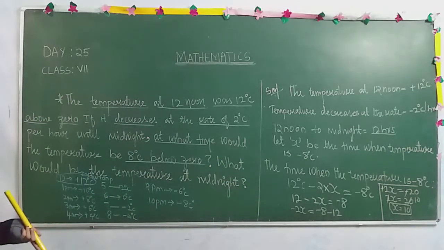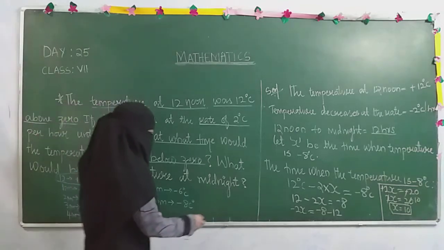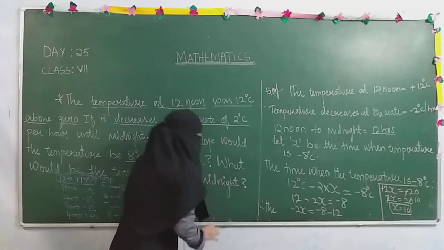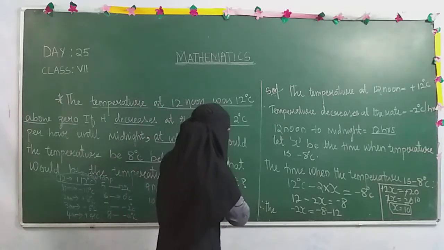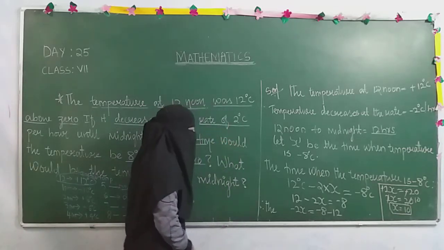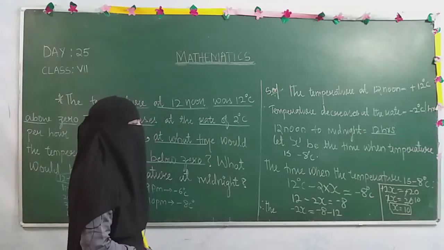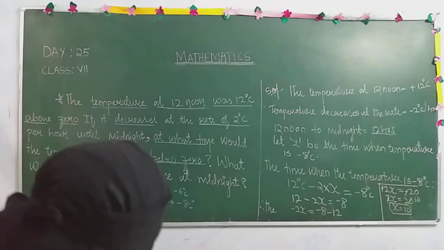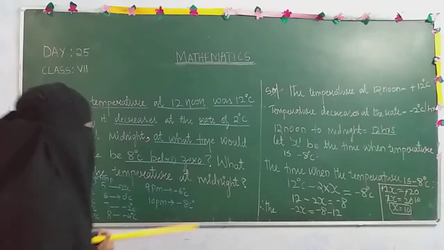So we need to write the final statement. Therefore, the temperature is minus 8 degrees centigrade at 10 pm. Okay, hopefully you have understood. And one more bit he is asking in the question, that also I will explain to you.